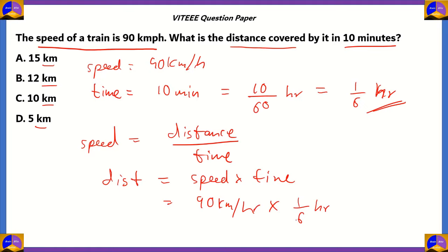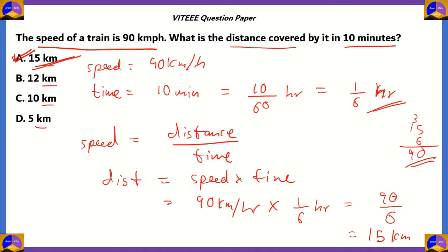So basically it's now 90 divided by 6, and you would have known that 15 times 6: 5 sixes are 30, 1 six is 6, 6 plus 3 is 9. So 15 times 6 gives you 90. So the correct answer is 15 kilometers. Among the 4 options, it is clear that option A, 15 kilometers, is the correct answer to this question.